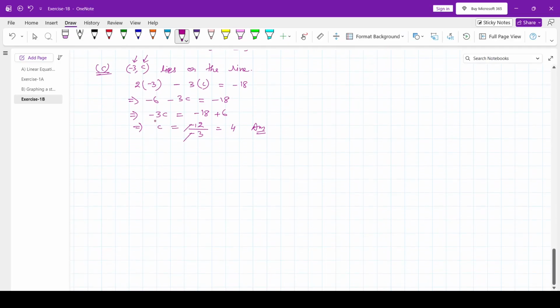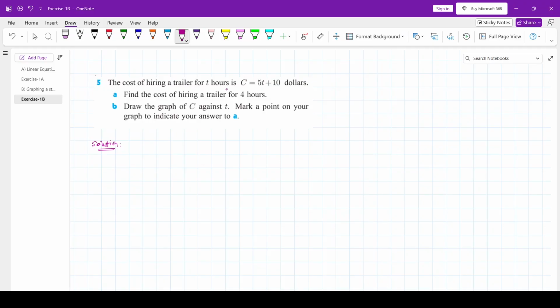Let's move on to the next question. The cost of hiring a trailer for T hours is C is equal to 5T plus $10. Now, as we know, we used to have equations like y is equal to mx plus c. Now, instead of y, we have C, and instead of x, we have T here. So our graph now will look like this. We'll have C in place of y, and T in place of x, and everything else will be the same. Find the cost of hiring a trailer for 4 hours.